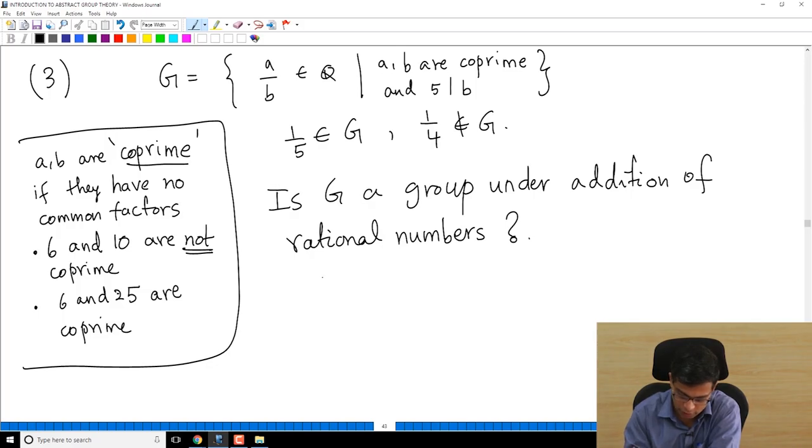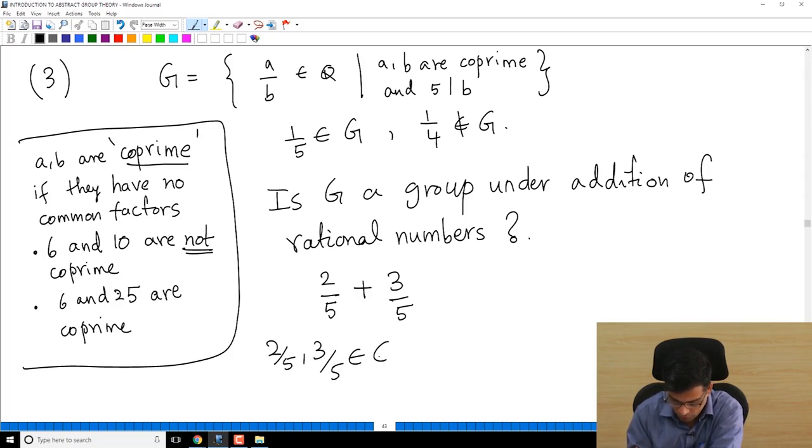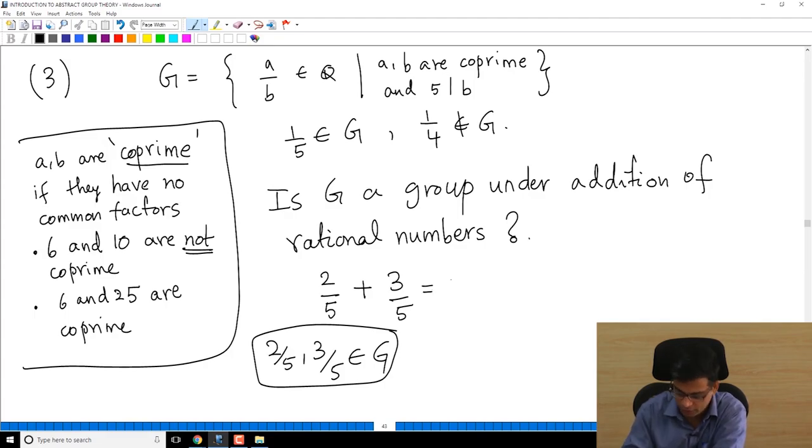For example, if you take 2 by 5 and add 3 by 5 to it. Remember, 2 by 5 is in G and 3 by 5 is in G, because they are in the reduced form and 5 divides the denominator. But what is 2 by 5 plus 3 by 5? That is 5 by 5, which is not in reduced form. So you have to cancel and you get 1 by 1, which is now in the reduced form. But is 1 by 1 in G? You have to ask yourself whether 5 divides the denominator. It does not.